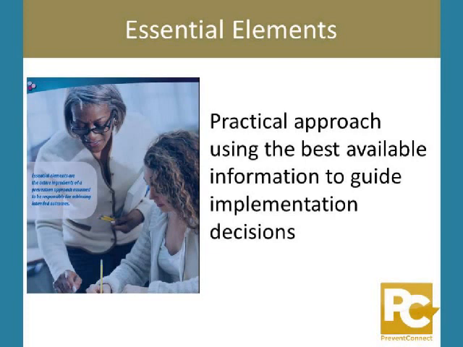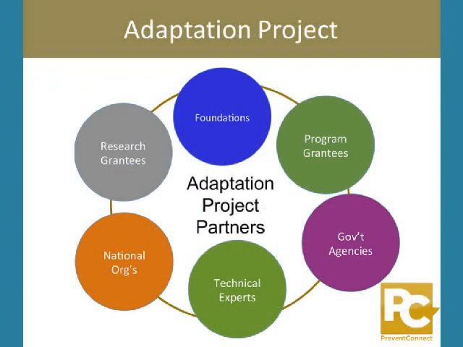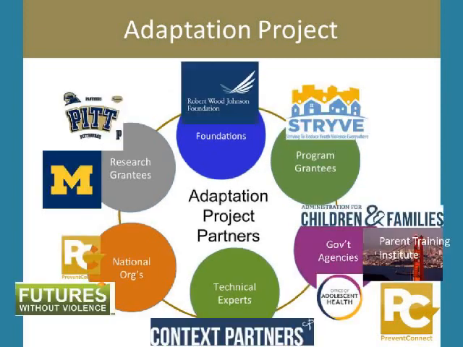So a little bit more about the project. We had a number of stakeholder groups whom we engaged with. Of course, foundations, with the Robert Wood Johnson Foundation as our funding partner. Our program grantees, in particular our STRIVE grantees who work in youth violence. A number of our federal sister agencies, as well as the Parent Training Institute out in San Francisco, which is part of the health department there.